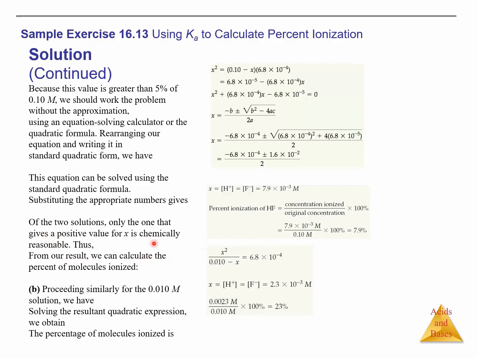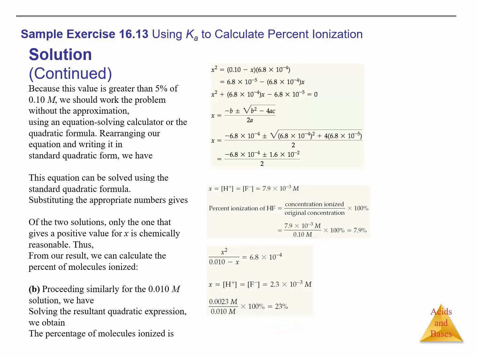Of the two solutions, only the one that gives a positive value for x is chemically reasonable. Thus, from our result, we can calculate the percent of molecules ionized. Now, for part B, proceeding similarly for the 0.01 molar solution, we have x equals this value, and solving the resulting quadratic expression we obtain this, and the percentage of molecules ionized is this, and you see it's 23%.